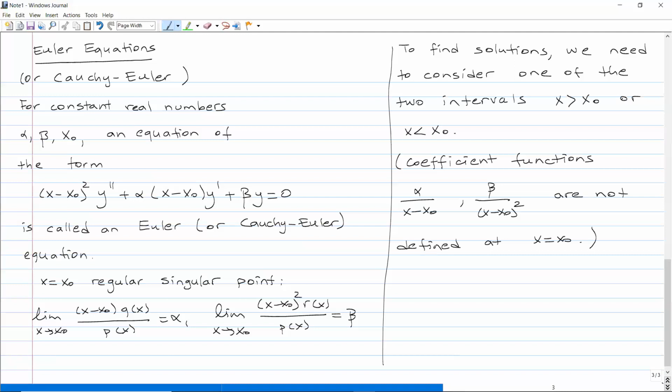The method of solution is basically going to be the same. So first, I'm going to consider the interval where x is greater than x0. This means x minus x0 is a positive number. So x minus x0 is e to the t for some real number t. Any positive number is the value of the exponential function for some real number t. Okay, so we are going to make this substitution.